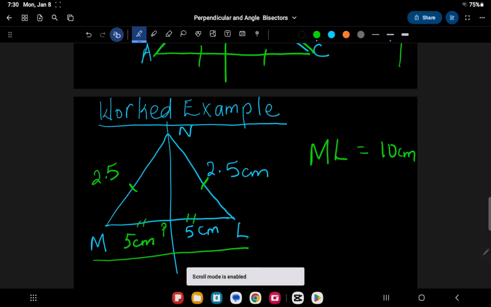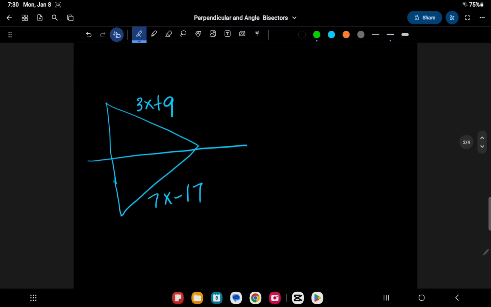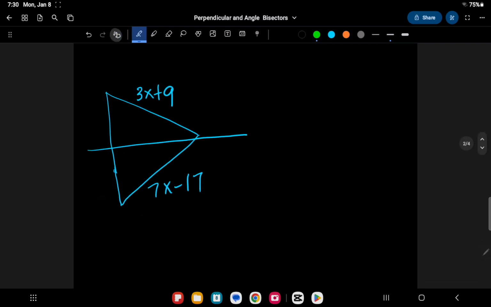All right, let's move on just a bit. Another example. We have the bisector. Let's label this triangle ABC, and then DB is the perpendicular bisector. So what do you know? Yes, AB is equal to CB. So can we find x knowing that AB is equal to BC?